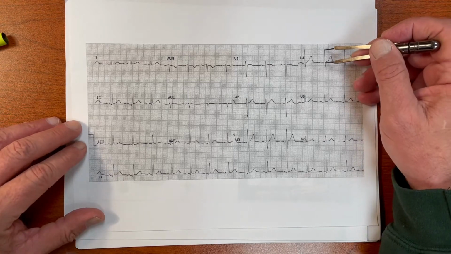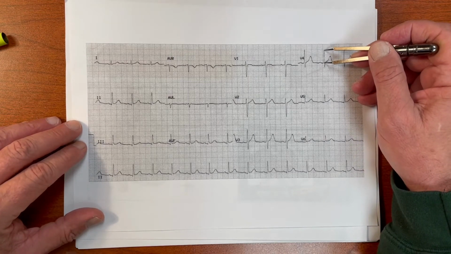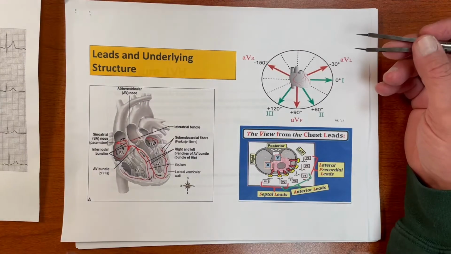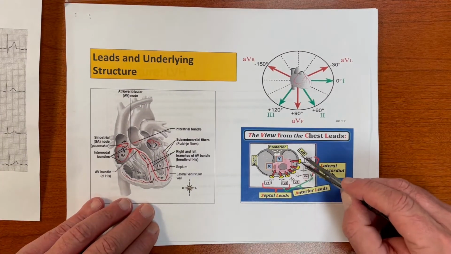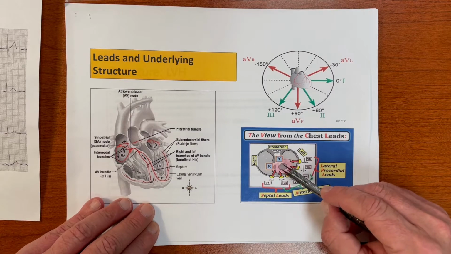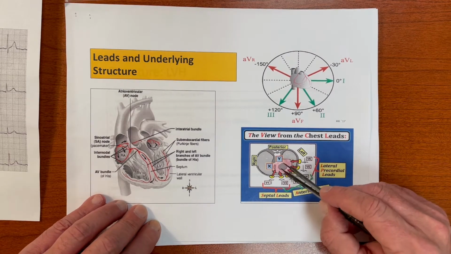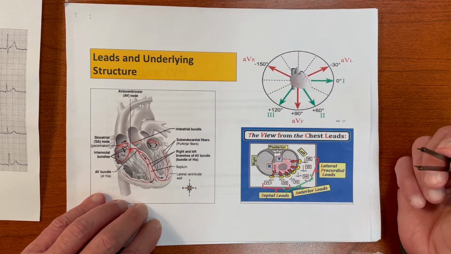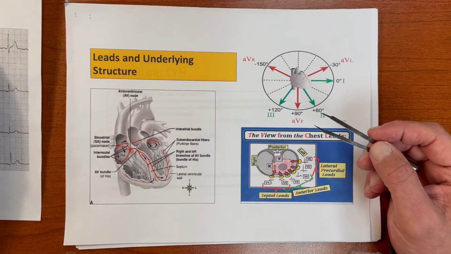So obviously we're measuring the height of R waves. We would have to know where to measure. Again, leads as compared to underlying cardiac structure. So what could determine voltage? The height of this R wave.